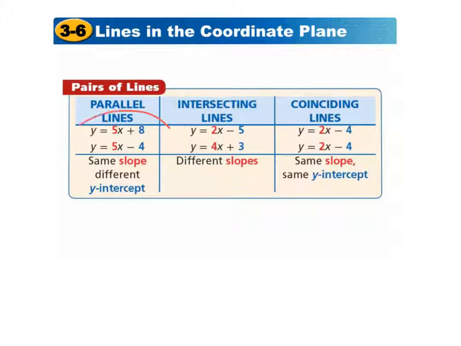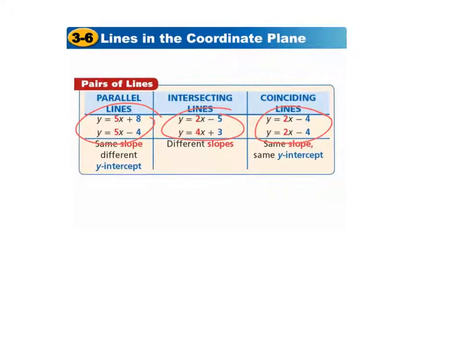What do we notice about every single equation on this page? What type of form are they all written in? Y equals mx plus c. Yeah, so slope-intercept form. So in order to tell whether the lines are parallel, intersecting, or coinciding, we need to put the equations into slope-intercept form.